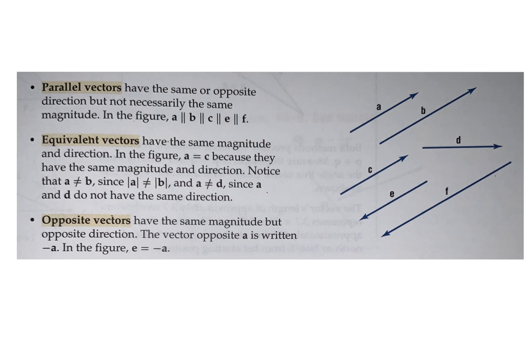Equivalent vectors have the same magnitude and direction. All right? The same magnitude and the same direction to be equivalent. The example they give you is A and C.